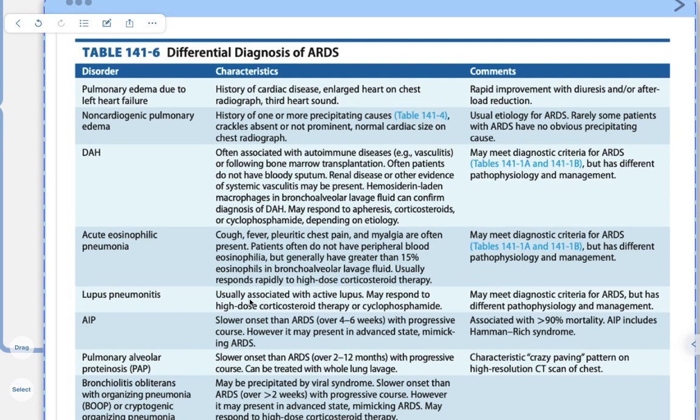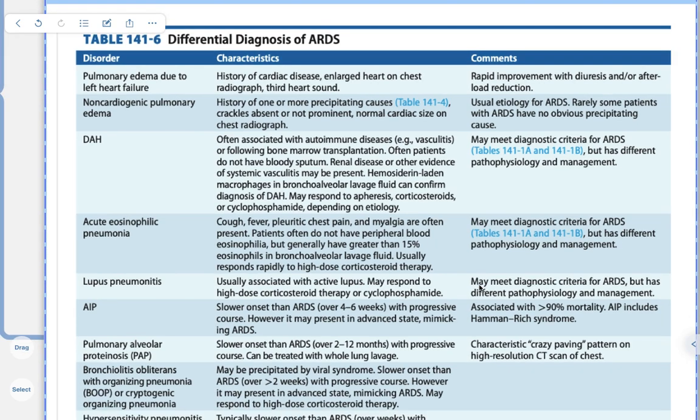management. Acute eosinophilic pneumonia: again, a condition where the patient has cough, fever, pleuritic chest pain, and myalgia. Patients often do not have peripheral blood eosinophilia, but they have greater than 15% eosinophils in the bronchoalveolar lavage. Usually, they respond rapidly to high dose steroids. Now, this condition also meets the diagnostic criteria for ARDS, but again, the pathophysiology and management is entirely different.